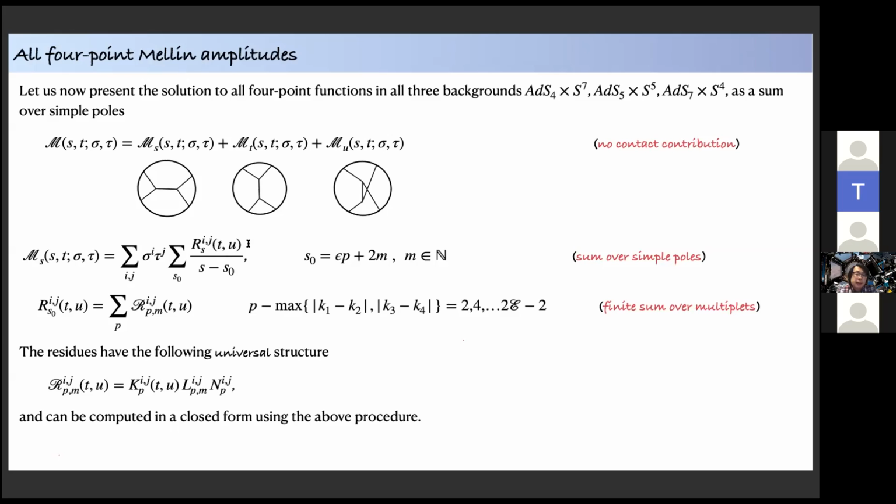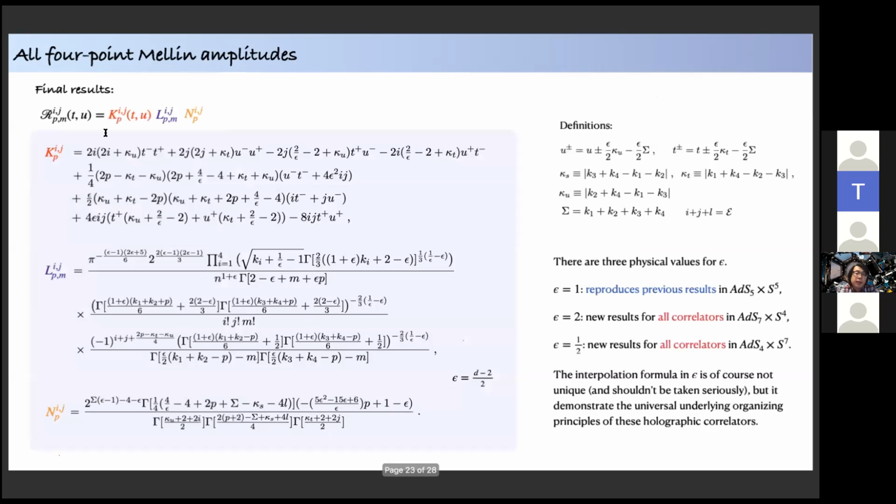We need to figure out these residuals, which come from a finite collection of multiplets labeled by P. We find in all these three cases they have a universal structure, which has the form of the product of three things. And these multiplet residuals can be computed in closed form using the procedure outlined earlier. So this is the final result. We have K, which is some quadratic polynomial in T and U, and then we have two other factors which involve some gamma functions.